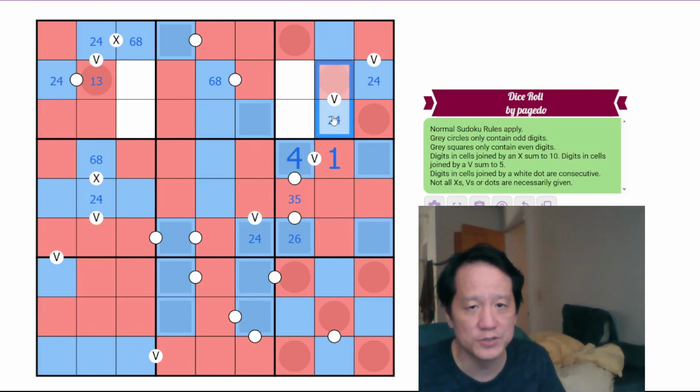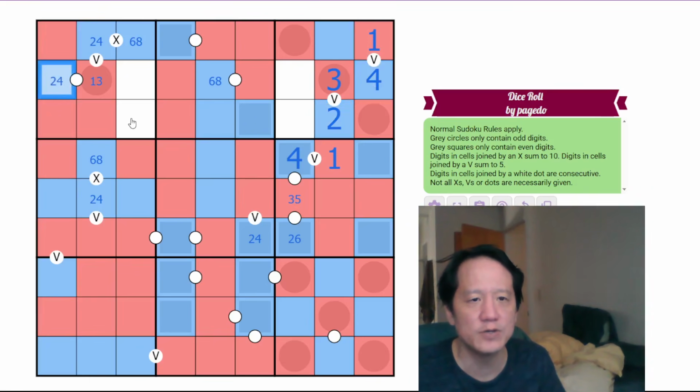This is 1, so this cannot be 1, 4. It must be 3 and 2, which makes this 4 and 1. 4 can't be here, so that's 2, which makes this 4 and 6. 4 and 1 add up to 5, which means this can't be 4. It's 2 and 8 adding up to 10. This can't be 2 and 3, so this must be 1 and 4 here adding up to 5. This is 2 and 3.